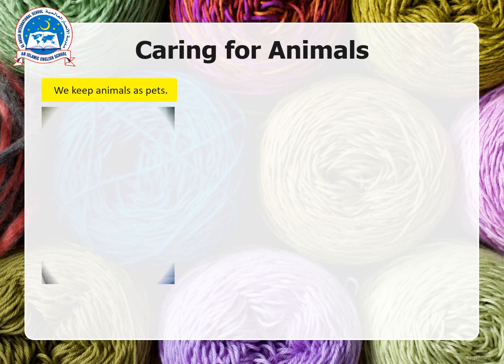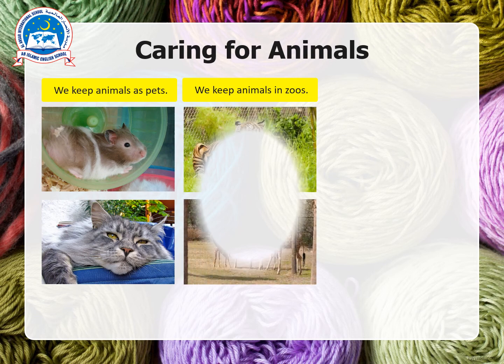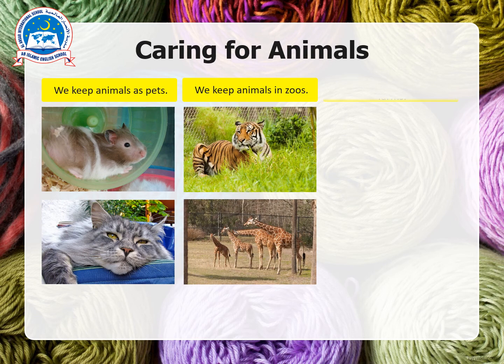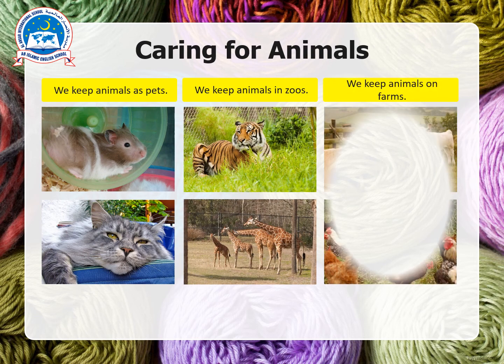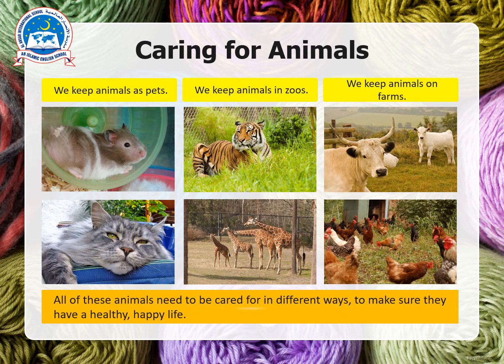We keep animals as pets, like hamsters, like cats. We keep animals in zoo as well. And we keep animals on the farm. But all of these are not their natural habitats. They all are kept like that. So we have to make sure that they lead a good, happy and healthy life here because their natural habitat is different.